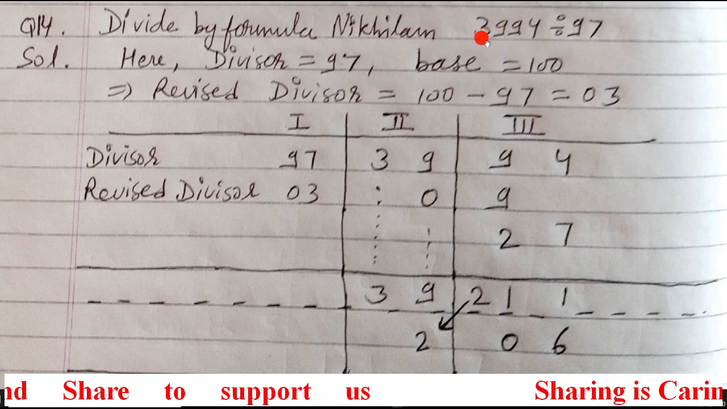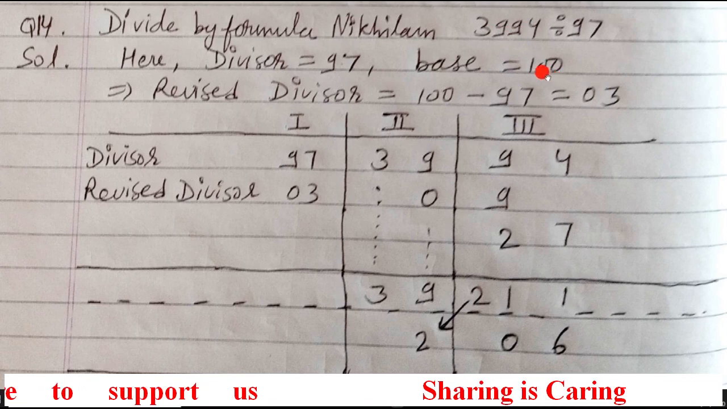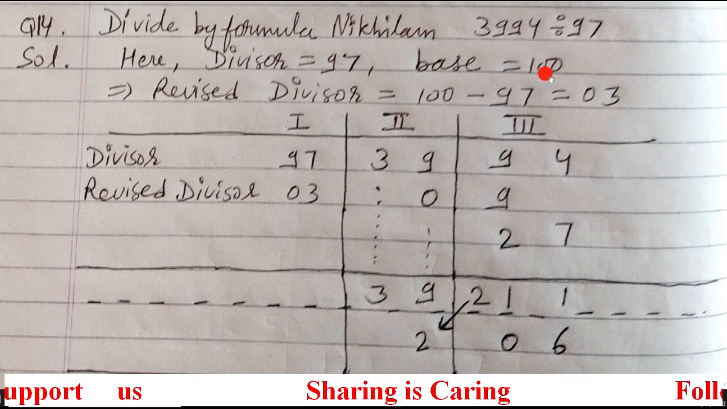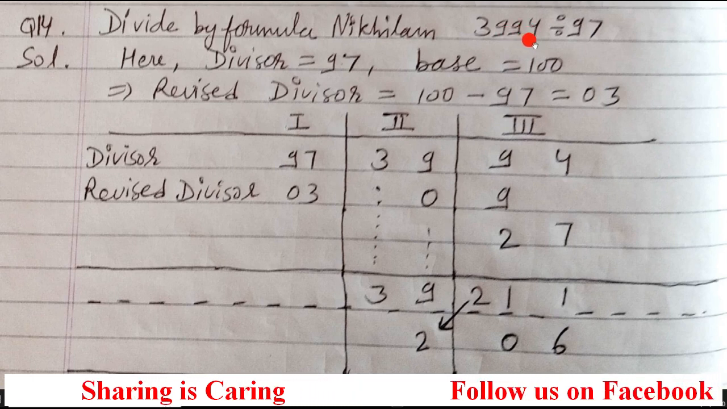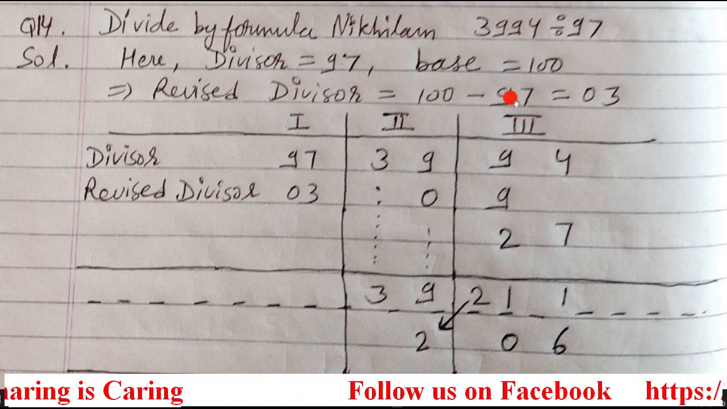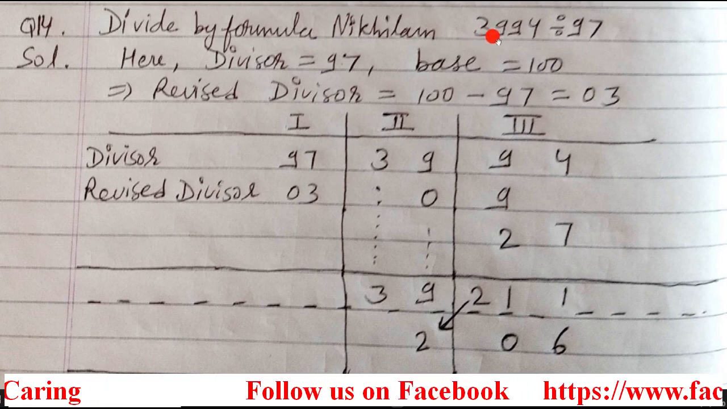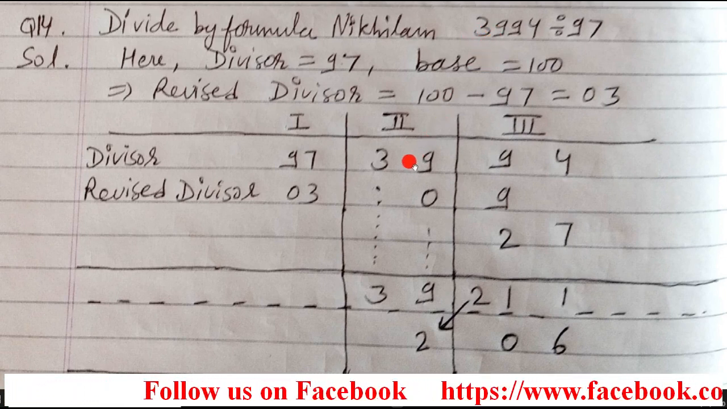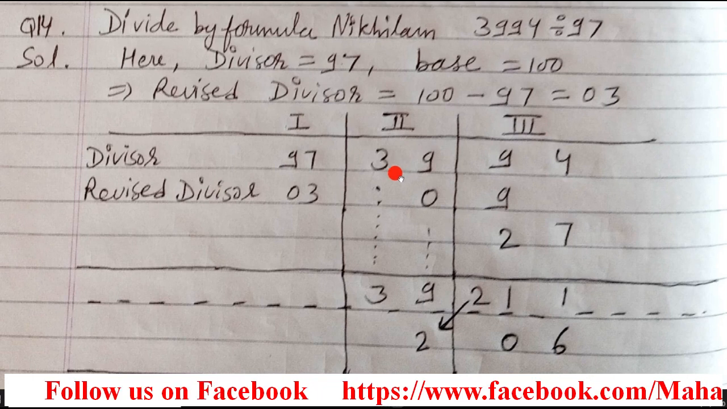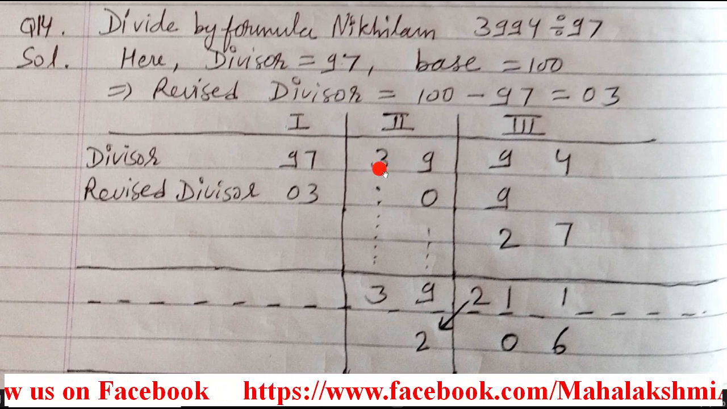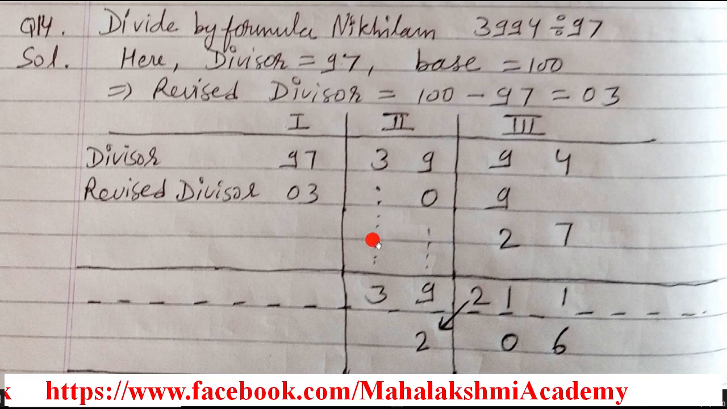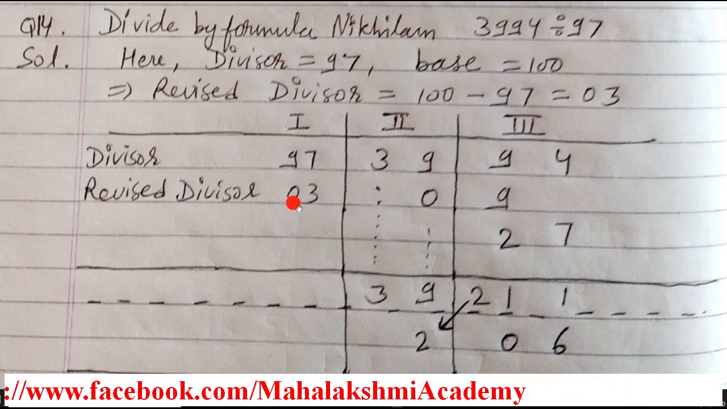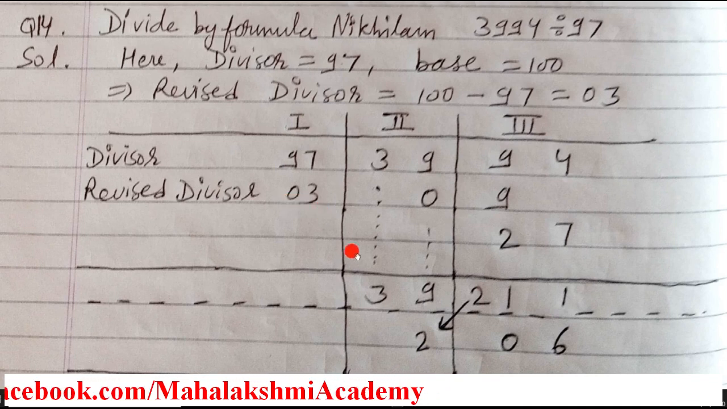In dividend the number is 3994. How many zeros we have in the base? We have 2 zeros in the base. So from back, 2 numbers, that is 94, will enter in the third section, and remaining all. Here remaining all are only 39, so that will enter in the second section. Now the first number, you have to write down as it is. So put dash dash dash and write down 3 here. Now 3 multiplied by 03. So when you multiply 3 by 03, answer will come 09.